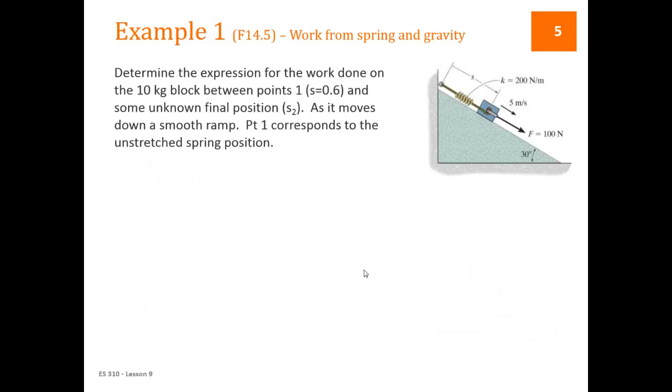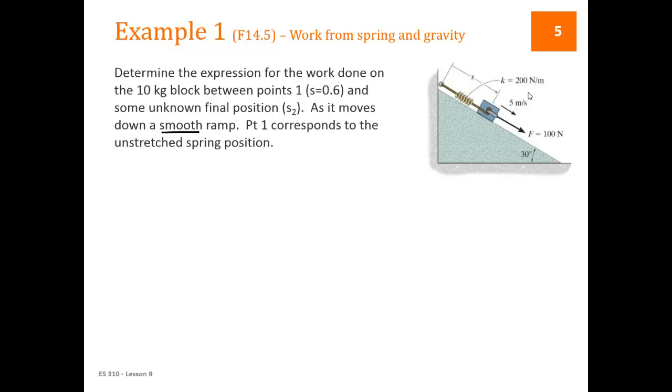So let's take a look at an example of this. We have a block sitting on an inclined plane, and that plane is smooth, so there's no friction involved. We're stretching a spring as it moves down. We're pulling on it, and obviously there's a normal force pushing on it. We're given a velocity, which we'll use later in this example. We're going to do the first part now, and then we're going to complete it later in the lesson.